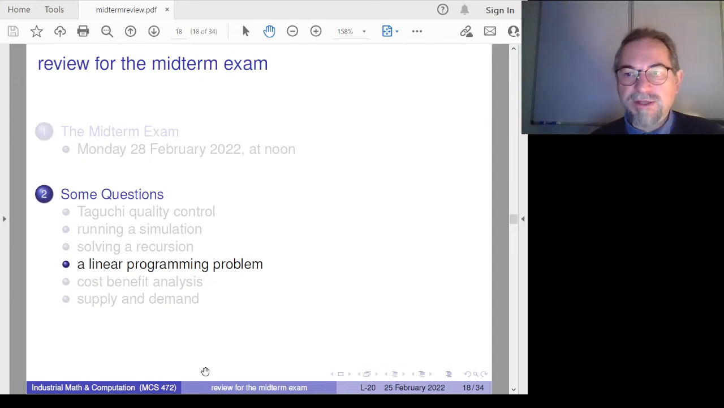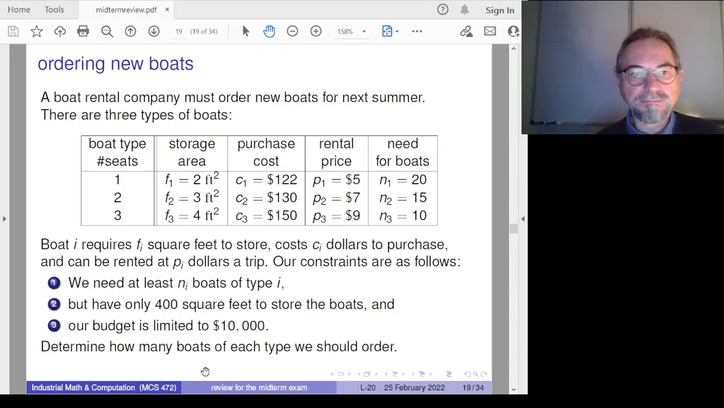Okay, so we are making progress. I have solved half of the questions that I prepared in about half of the allotted time. So let's look at a linear programming problem. Perhaps that can take a little bit more time. So what do we have?